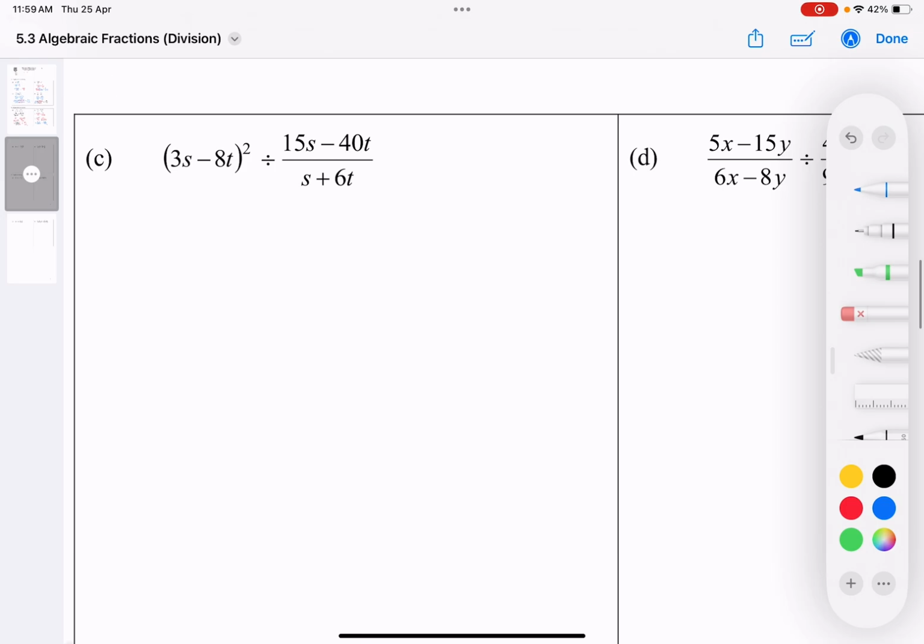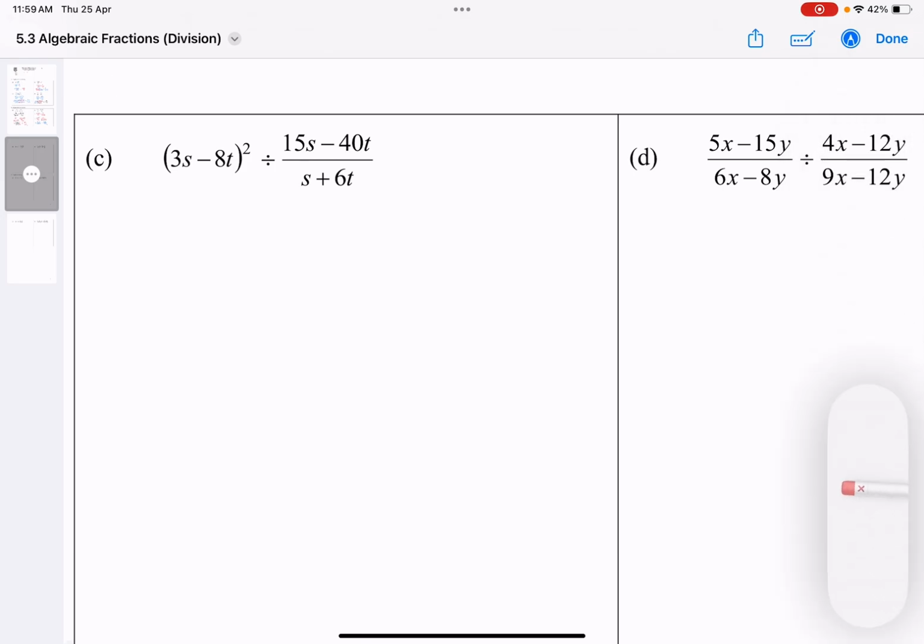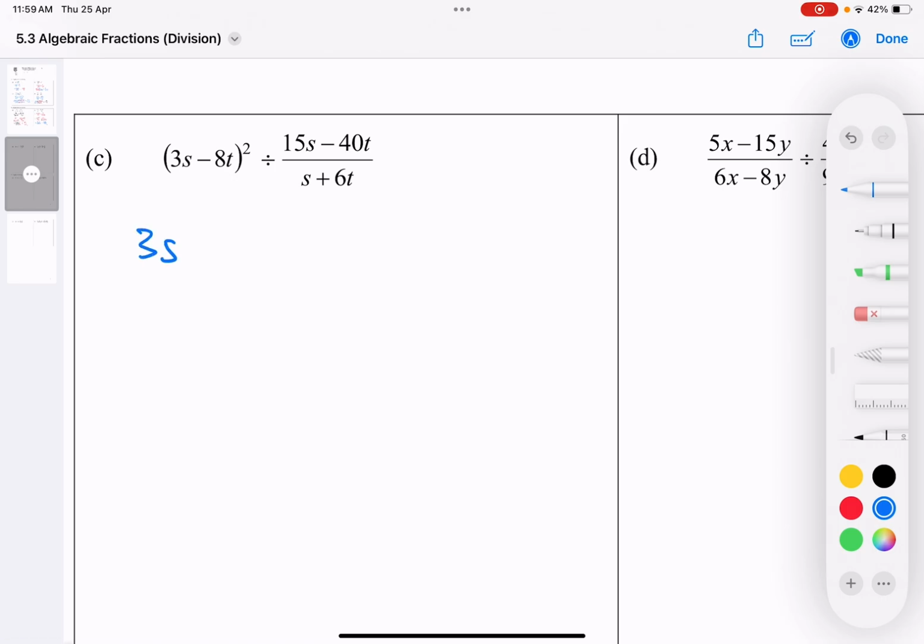Next one, I have 3s minus 8t times, I keep change flip, s plus 6t over 15s minus 40t. Okay? So since there are plus and minus, what is my first step that I did? I just flip this thing around.